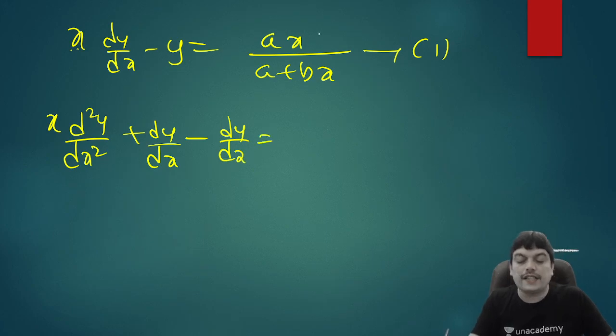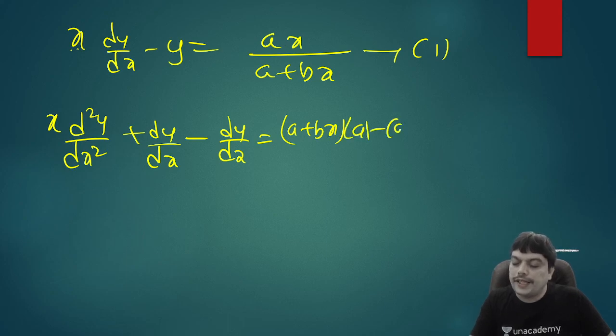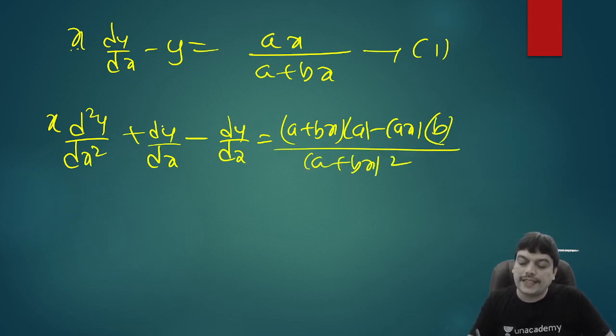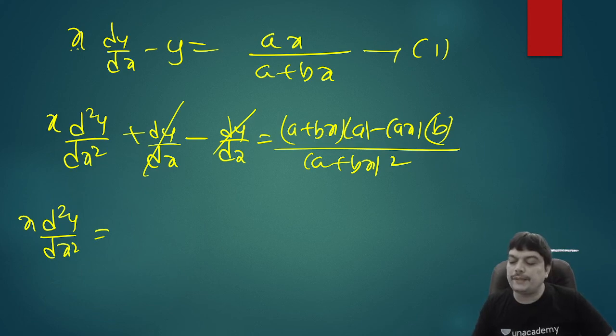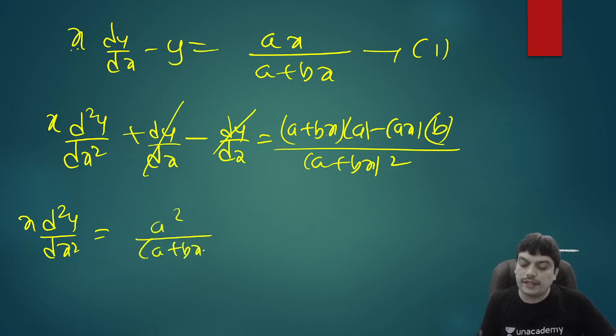And for differentiating RHS, use the quotient rule. So we'll get a plus bx into the derivative of the numerator, that is ax, whose derivative is a, minus numerator into the derivative of denominator. A plus bx will have a derivative b only. By square of the denominator, a plus bx whole square. So in LHS, cancel this, you will get x into d square y by dx square equal to, in RHS, when you open the brackets, abx and abx will cancel, you are left with a square by a plus bx whole square. And you can see you have a similar term in equation 1, but there is x here, there is no x here.